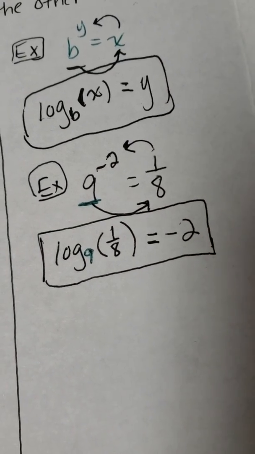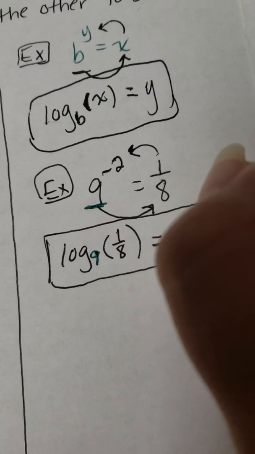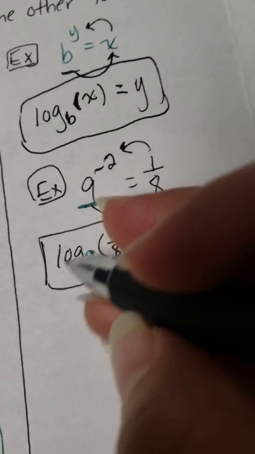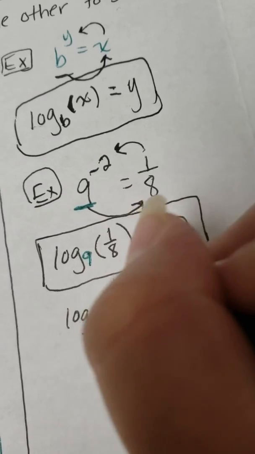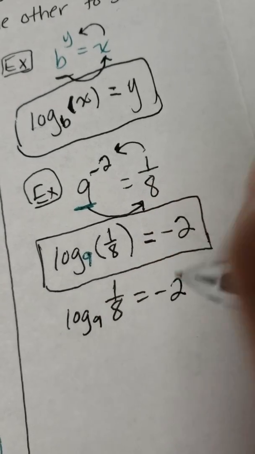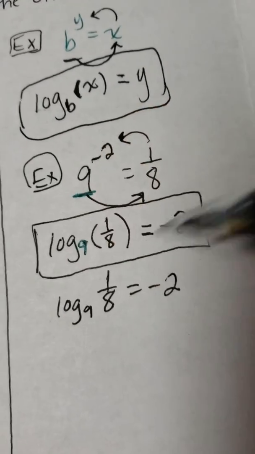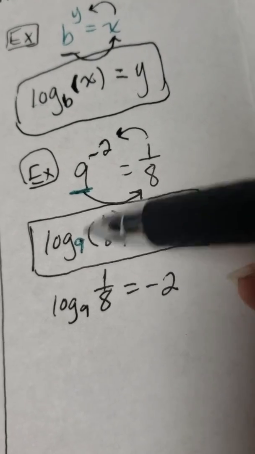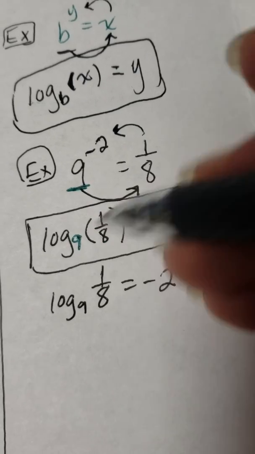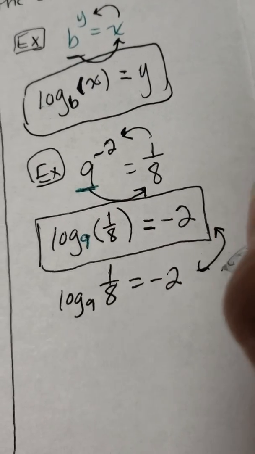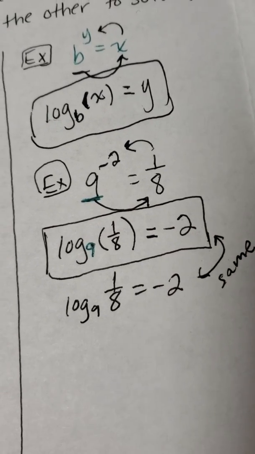So this is your answer. Okay, don't let those parentheses freak you out. Sometimes it won't look like that. It'll look like this: log base 9, 1 over 8 is equal to negative 2, and that's the same thing. I like to put the parentheses just to separate that this is the base and that's something else. So these two are the same. Don't let that mess you up.